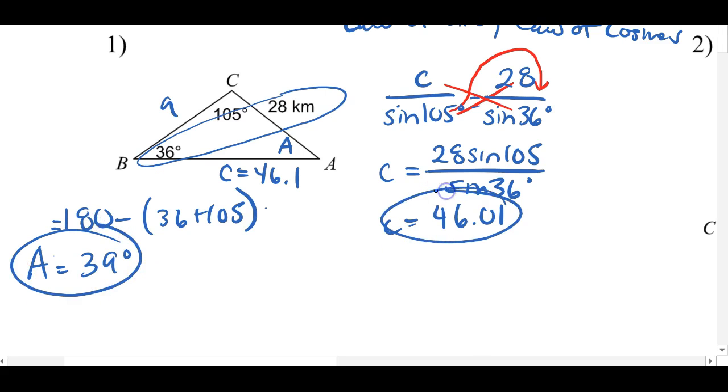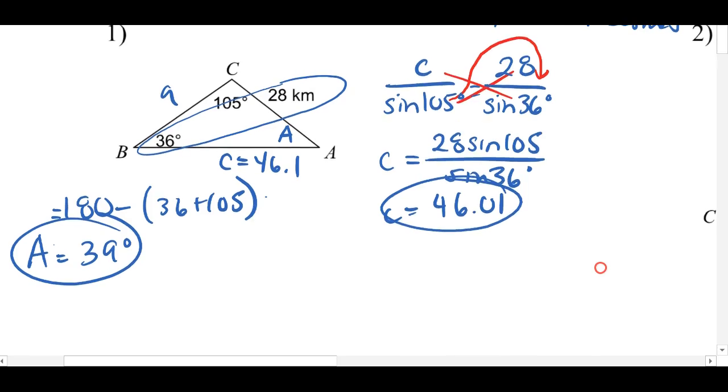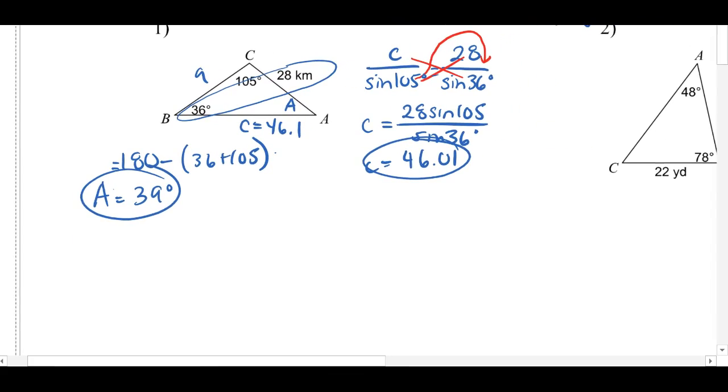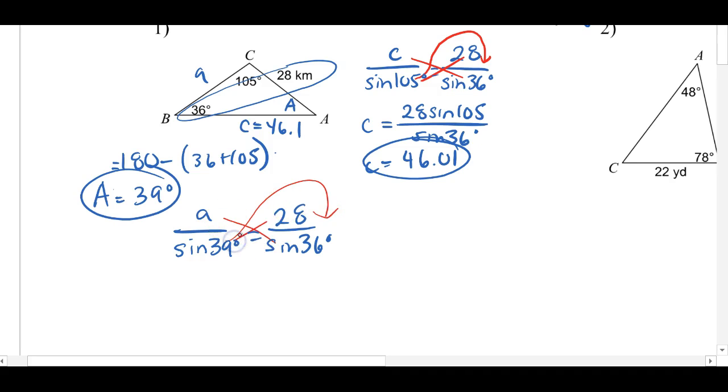Now the last thing I need to find is side A. Again, I use the law of sines to set that up. I'm looking for a side, so we want the side on the top. The opposite angle is A, which is 39, so we do sine of 39. Then I pick a pair that I already know, the same one I used in the beginning, 28 over sine of 36. Again, cross multiply, and I'll bring this sine to the top. So now A is equal to 28 times the sine of 39 degrees divided by the sine of 36 degrees.